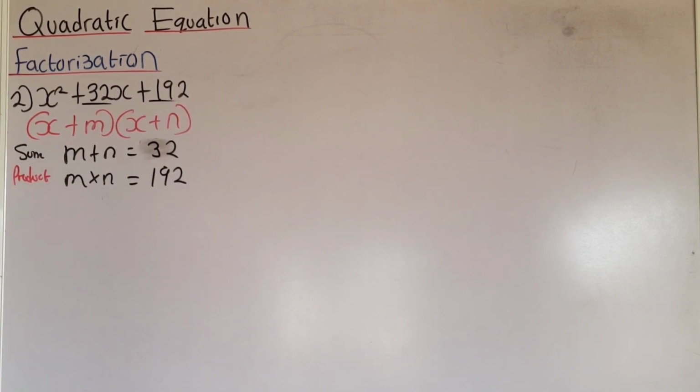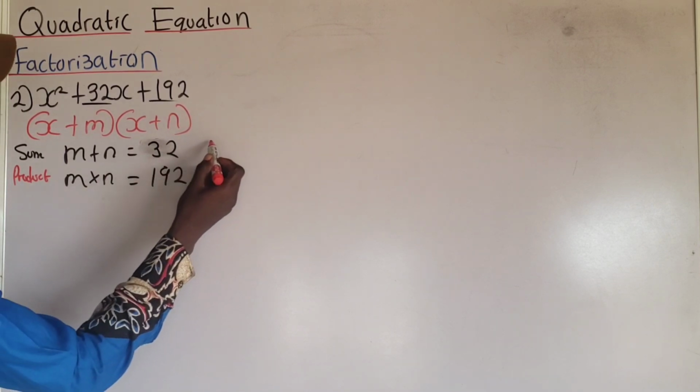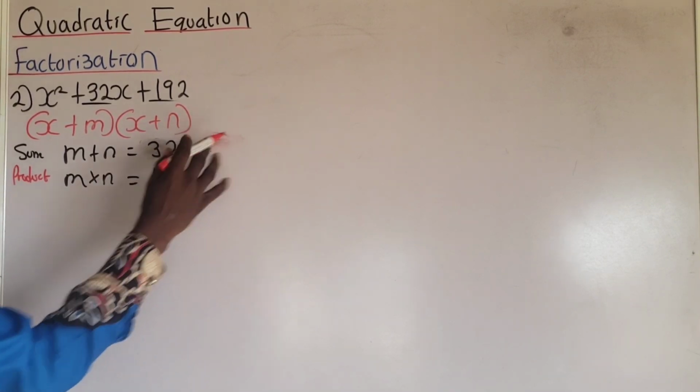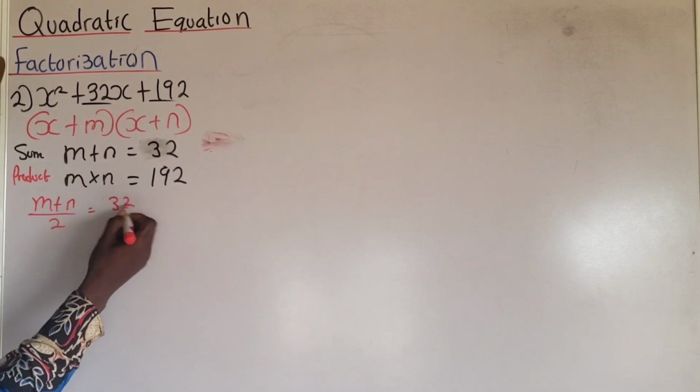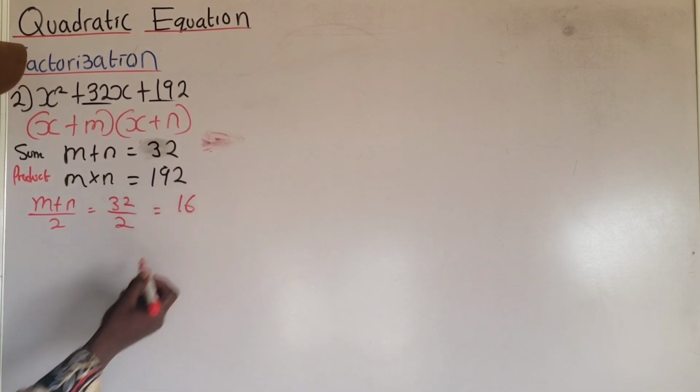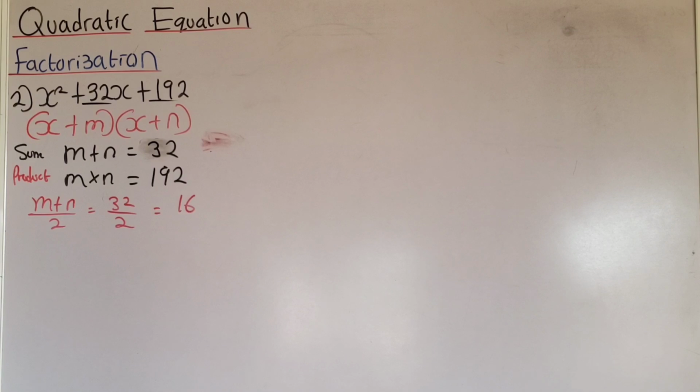Now the next step is that you have to take half of the sum. You understand? Half of the sum is 32 divided by 2. So half of m plus n, all over 2, is equal to 32 all over 2, which is equal to 16. Having taken half of the sum, you have to increase this half by a constant, and decrease it by a constant. Then you are going to sum both of them together.